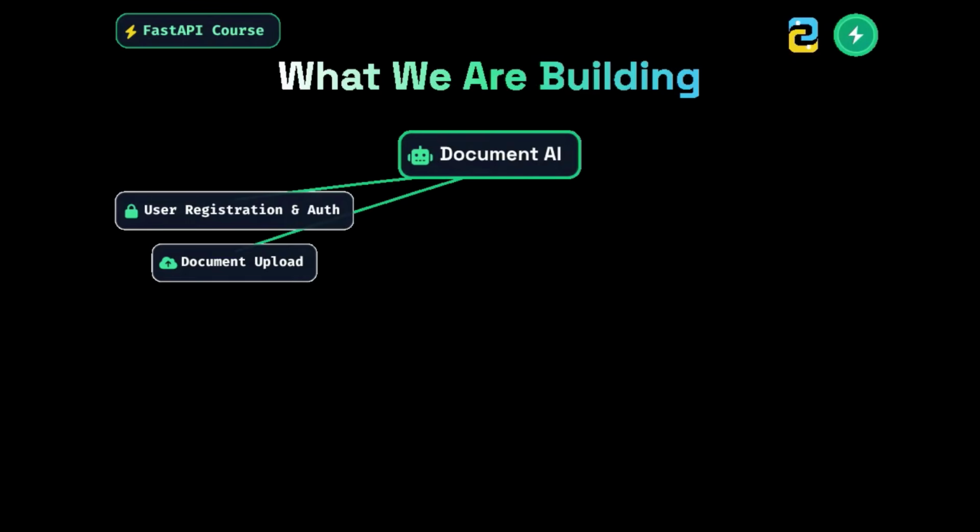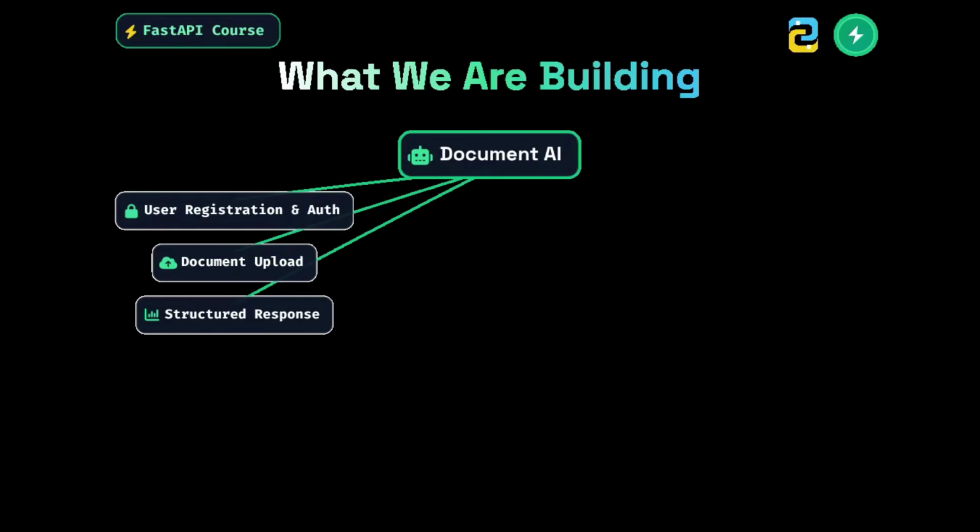Next, users will be able to upload documents directly through the application. Those documents will then go through a processing pipeline. We will extract the information we need, prepare the content for AI processing, and transform the documents into a format that our application can work with efficiently.